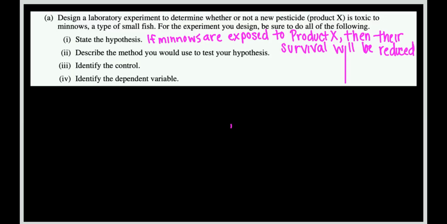Okay, and you can see here, I'm going to use a different color to show you. We did that if-then statement, right? We have if, then. If we do this, then this will happen. That's basically an easy mode hypothesis, I guess, the easiest way to do a hypothesis. Okay, so then we're going to describe the method we're going to use to test the hypothesis.